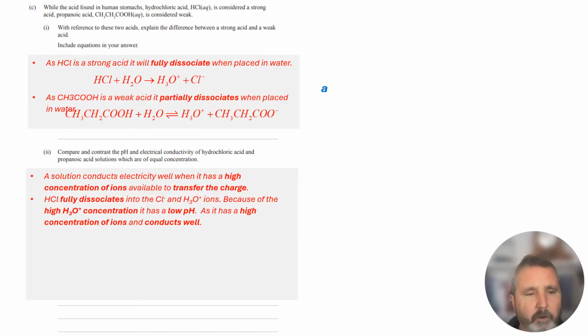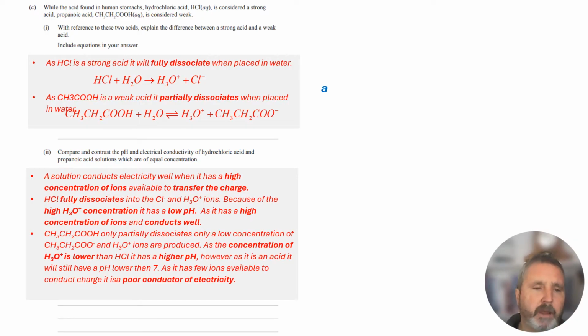HCl, because it fully dissociates, conducts electricity because it has a high concentration. We've already set up here it fully dissociates. We could write that again. So it has a high concentration of H3O+ available to transfer charge. Because HCl fully dissociates, the Cl- and H3O+ are a negative and a positive ion. They can transfer charge because of these high concentrations. Also, because there is a high concentration of H3O+, because it fully dissociates, this solution will have a low pH, because we remember that a high concentration of H3O+ results in a low pH.